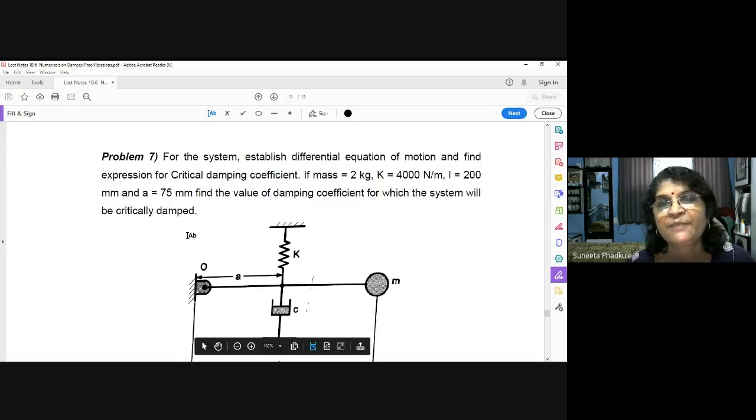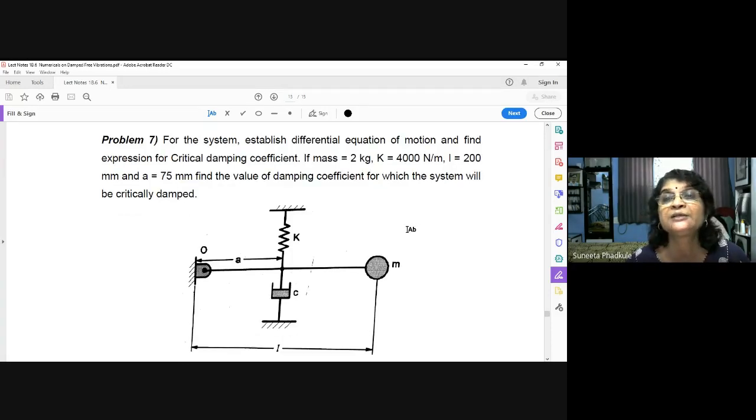Problem. This is the last problem, which is very important, and you can say it requires some thinking or fundamentals. For the system, establish the differential equation of motion and find the expression for critical damping coefficient. What is given? Mass is equal to 2 kg, K is equal to 4000 Newton per meter, L is equal to 200 mm, A is equal to 75 mm. Find the value of damping coefficient for which the system will be critically damped.